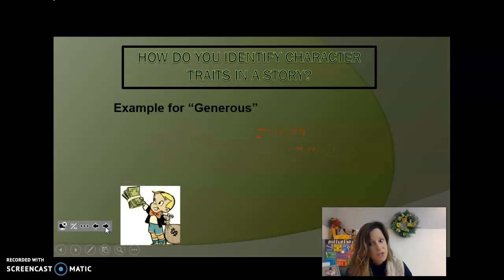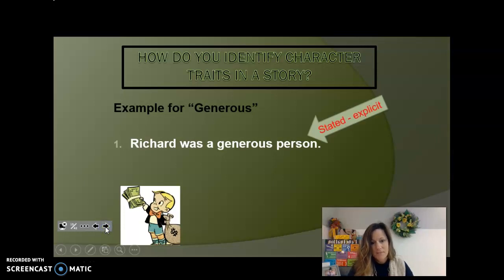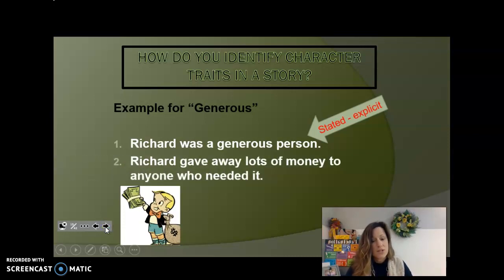So for example, generous. Richard was a generous person. So that is stated, or explicit. They came right out and told us that Richard was generous. Richard gave away lots of money to anyone who needed it. That statement is implicit, whereas you have to make an inference. So you know when someone gives away lots of money to people who need it, that they're generous. So just make sure you're writing those red words in the arrows there, just to help you to solidify the meanings of those terms.